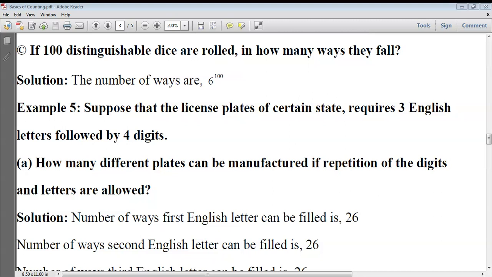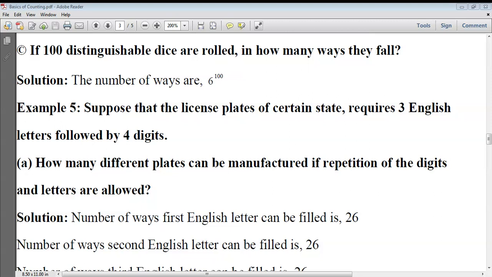So for the first place it should be filled with an alphabet, 26 chances. For the second place also alphabet, 26. Third place is also alphabet, 26. Fourth place is digit, 10 chances. Fifth place is digit, 10 chances. Sixth place is digit, 10 chances, and seventh place is also a digit, it also has 10 chances.